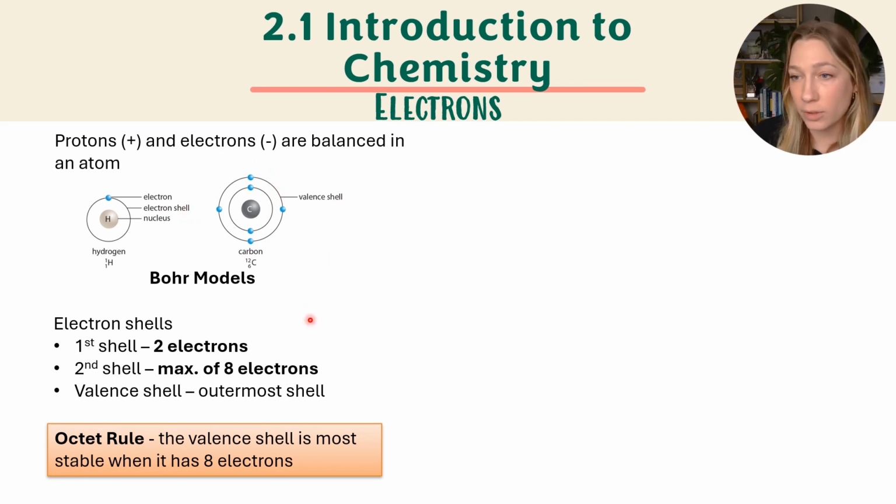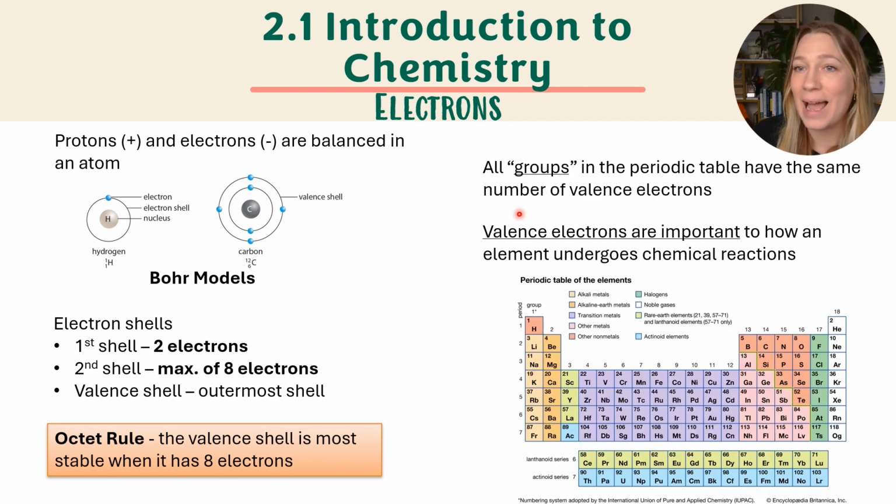And our octet rule states that the valence shell, or the outermost shell, is most stable when it has 8 electrons. So that valence shell determines how an atom interacts with others. Atoms that have an incomplete valence shell, meaning that they have less than 8 electrons, are reactive because they tend to gain, lose, or share electrons to achieve stability by getting that full valence shell.